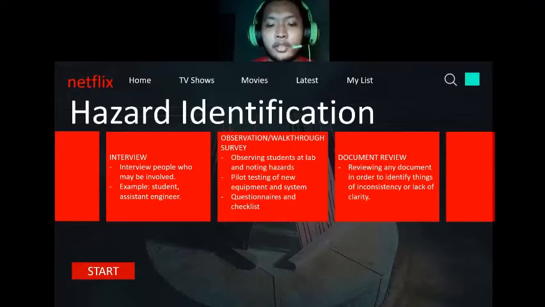Next is observation or work survey: observing students at laboratory and noting hazard, and pilot testing of new equipment and system. Next, questionnaires and checklists. The last method is a document review: reviewing any document in order to identify things of inconsistency or lack of clarity.